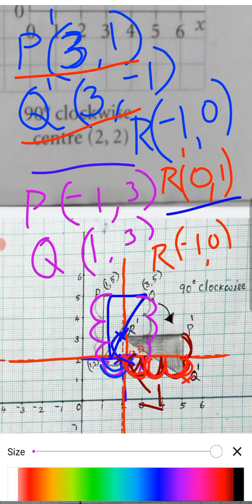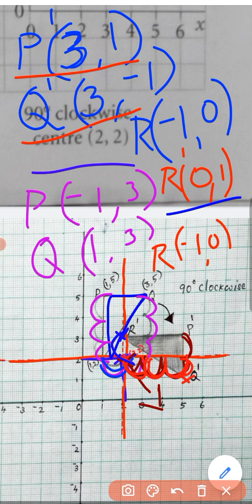Now our next step is we have to join these points, that is P dash, Q dash and R dash. And this is our image.